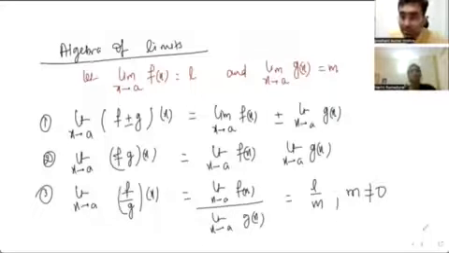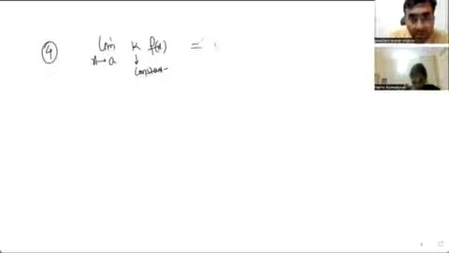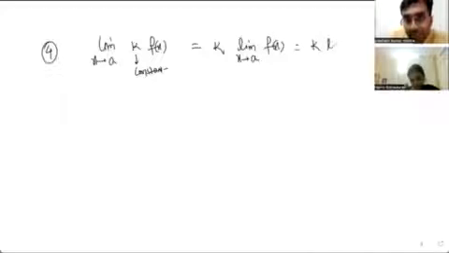Now one more condition is there. Limit x tends to a, k f(x), where k is a constant. So that will be k times limit x tends to a f(x), which is kL. Okay, got it?